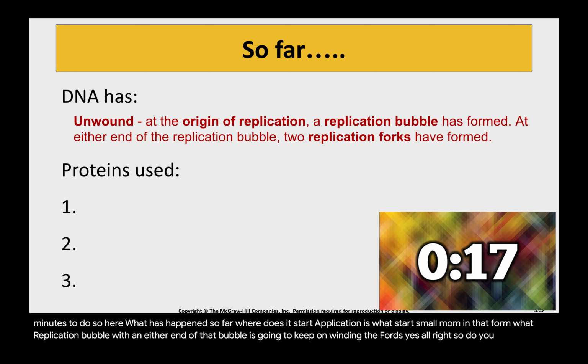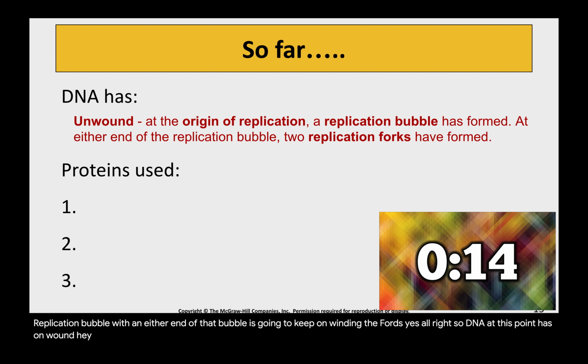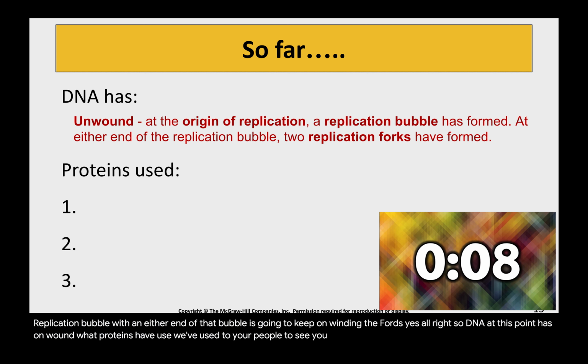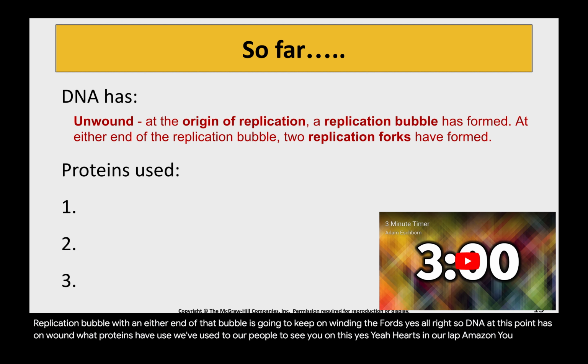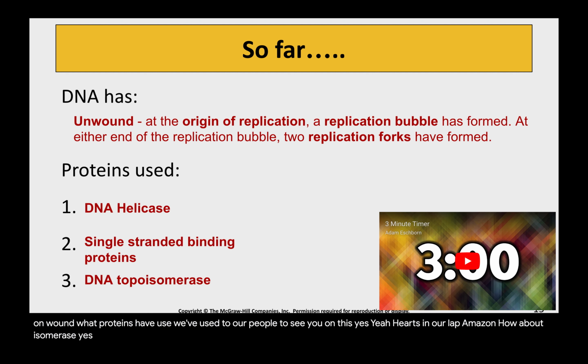All right, so DNA at this point has unwound. What proteins have we used? We've used helicase. What does helicase do? Unzips, yes. What are our other proteins that we might have used? Yeah, those single-stranded binding proteins. We've got to keep those strands apart. And our last enzyme that we're using, I always have to slow down when I say this word too, topoisomerase. Yes, it's preventing that DNA ahead of unwinding from getting too coiled and tangled.